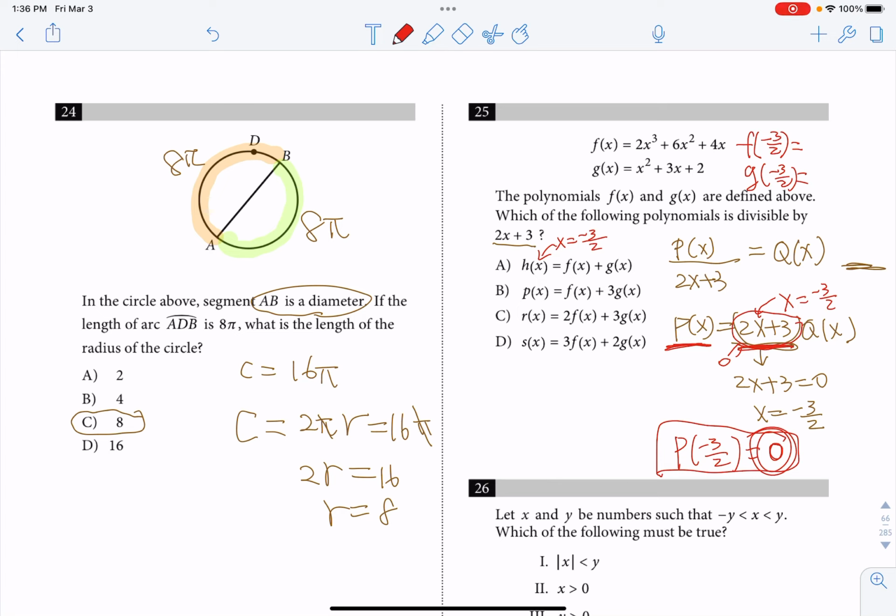So I will put negative 3 over 2 into the calculator as a storage, and I will pick f(x) as 2x to the third plus 6x squared plus 4x. Then you get 0.75 for f(x), and then you plug it into x squared plus 3x plus 2, and you will get negative 0.25. Then which operation gives 0? I can say p(x), which is f(negative 3 over 2) plus 3 times g(negative 3 over 2), will give you 0. So that will be the solution.